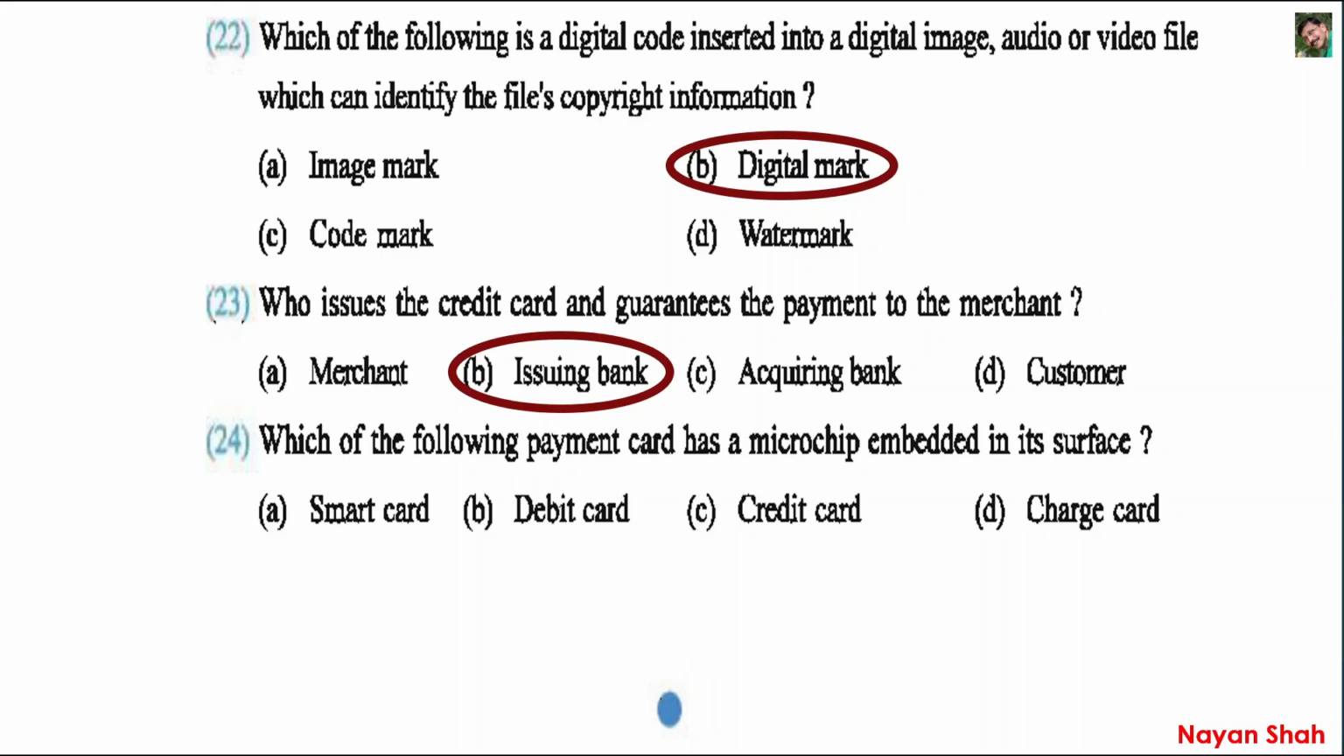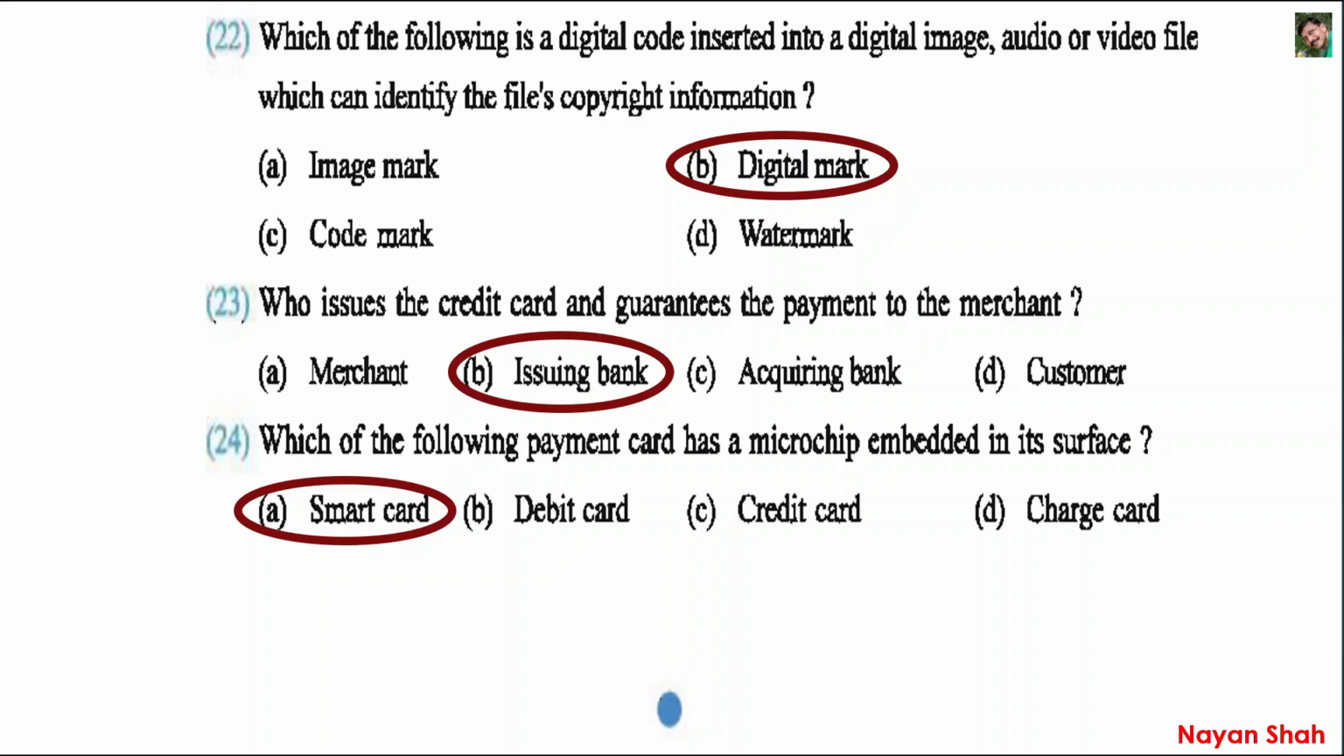24th question, last question. Which of the following payment cards has a microchip embedded in its surface? That is the smart card, because it has smart information. It has 100 times more information stored in that golden microchip compared to the magnetic tape which a normal credit card has on the back side. For using a smart card, you need a smart card reader where they insert your card. They don't swipe your card, they just insert it.